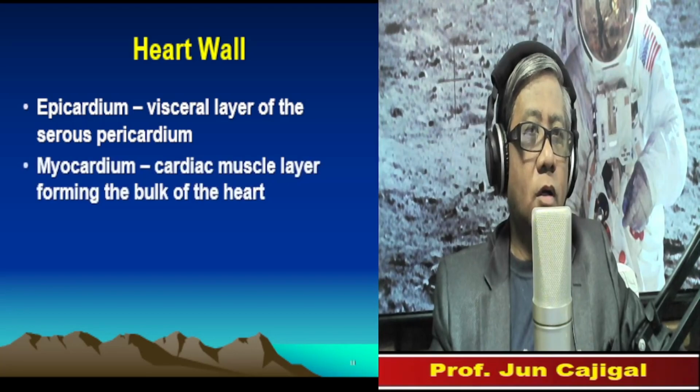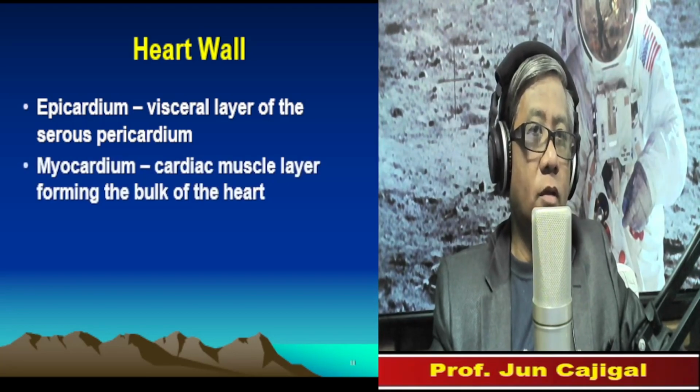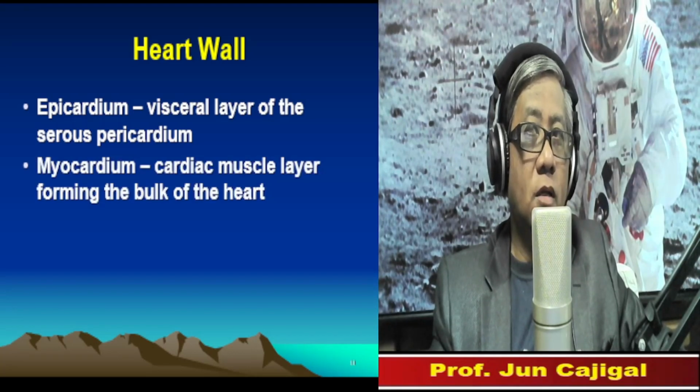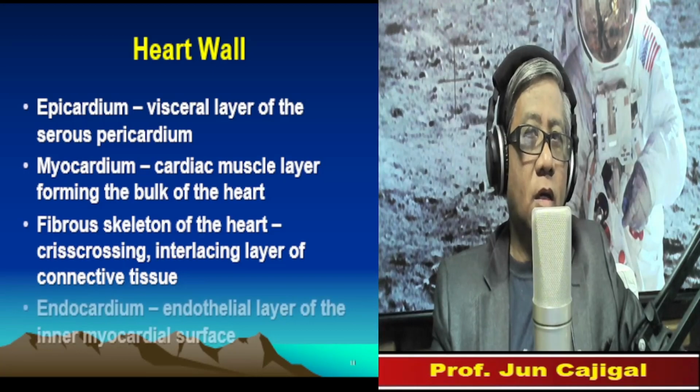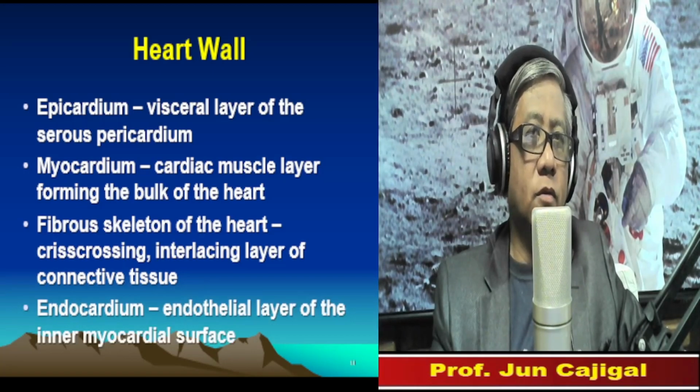Then we have the myocardium, which is actually the cardiac muscle layer forming the bulk of the heart. The myocardium is actually the cardiac muscle itself. Then we have the fibrous skeleton of the heart, which is a crisscrossing, interlacing layer of connective tissue. And lastly, we have the endocardium, which is the endothelial layer of the inner myocardial surface.